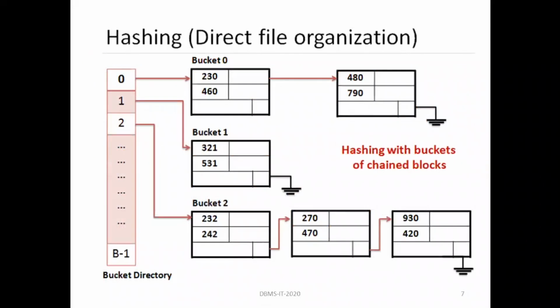So hashing. What is hashing? Hashing is a technique to directly search the desired data on disk without using an index structure. In hashing, the values are distributed uniformly across the range of buckets, and the bucket can be determined through a hash function. There is a set of buckets, and these buckets contain the records.